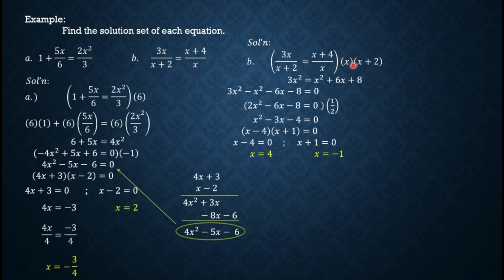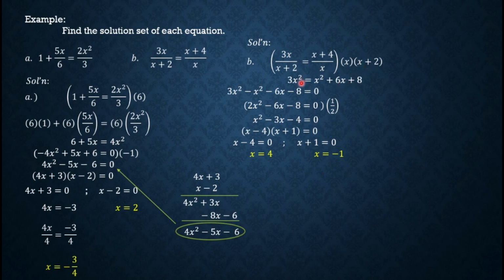If you multiply x times x plus 2 to x plus 4 over x, the x is cancelled and the remaining is x plus 2. So, x times x is equal to x squared, 4 times 2 is equal to 8, x times 2 is 2x, 4 times x is 4x. So 4x plus 2x is equal to 6x.